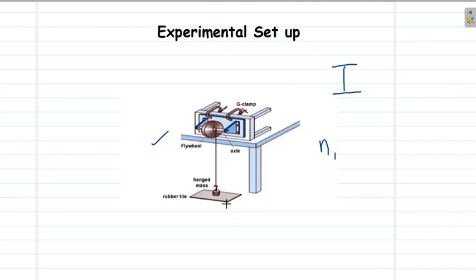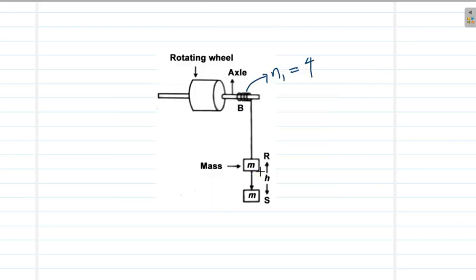We attach a mass to this thread which is wound around this axle n1 times. Now this mass is suspended above the ground at a height of h. So in the stable position, before we start the experiment, this mass is at a height h from the ground.